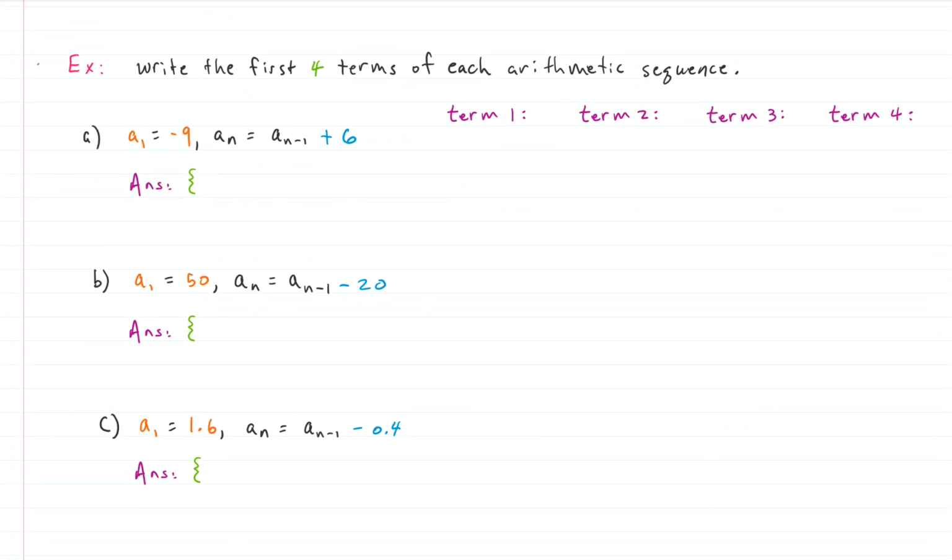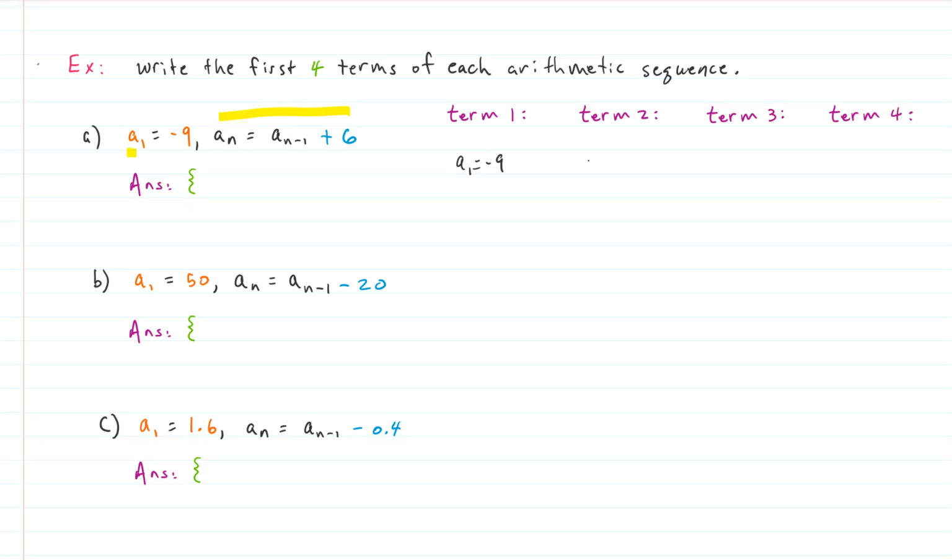So let's write the first 4 terms of each of these arithmetic sequences. And we're given a sub 1, and we're given the general recursive formula. So let's start. A sub 1 here is -9.